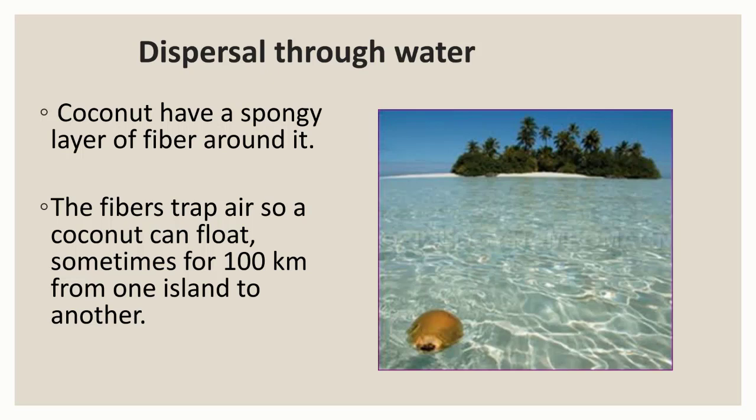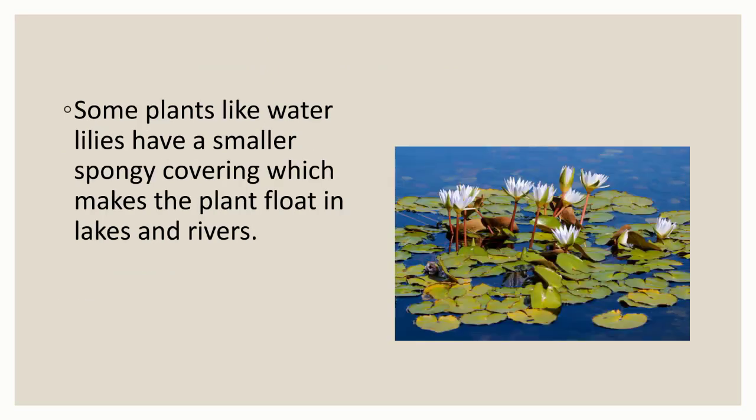A few seeds are also dispersed by water. Some plants like coconut have a spongy layer of fiber around it. Fibers trap air which helps the coconut to float on water. A coconut can float for 100 km from one island to another. Seeds of water lilies have a smaller spongy covering which allows them to float in lakes and rivers.